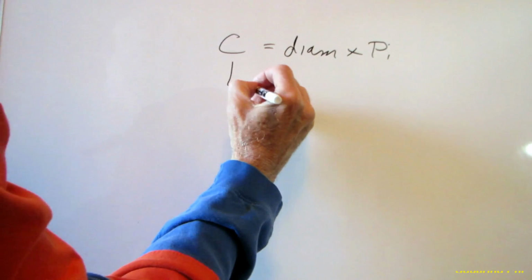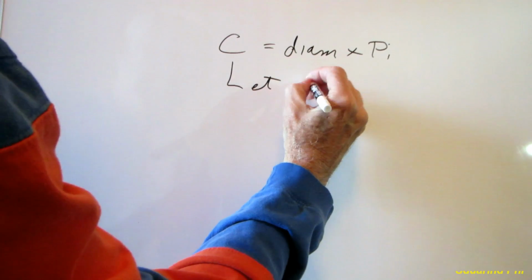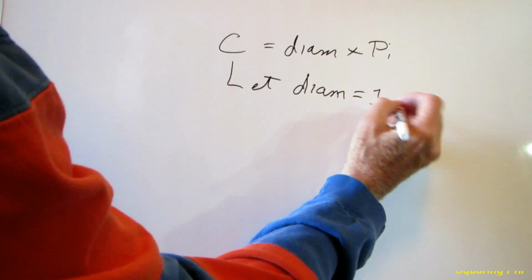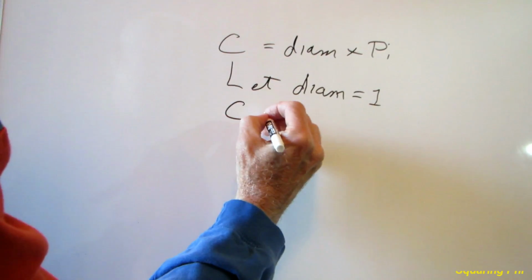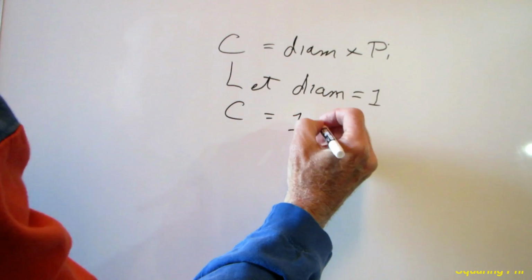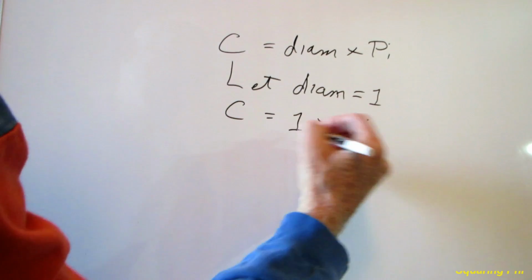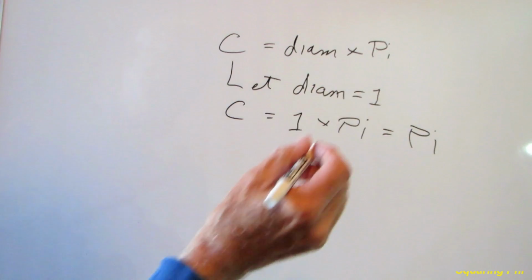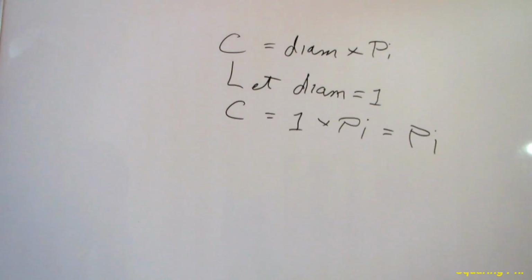Everybody remembers that the circumference of a circle is C, for circumference, equals diameter times pi. And if we let diameter equal 1, then the circumference equals 1 times pi, and 1 times any number is that number, and that equals pi. So the circumference of a 1 unit diameter circle is going to be pi.